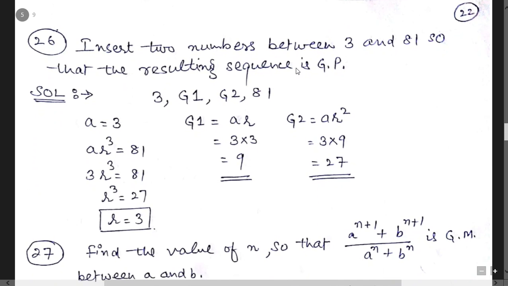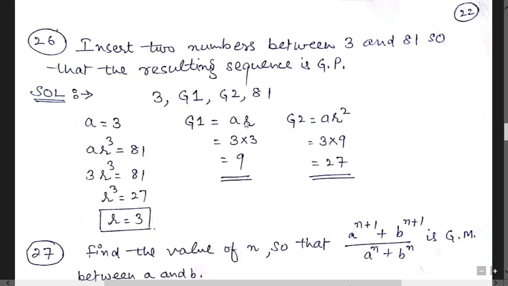Question number 26 is simple. You have to insert basically two geometric means between 3 and 81. First term is 3 and fourth term is 81. In place of fourth term, we can write AR raised to power 3 is equal to 81. It means 3R cube is equal to 81 and R cube is equal to 27. By taking cube root, you can write R is equal to 3.